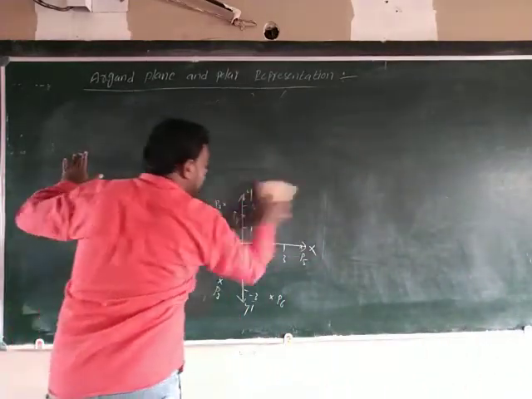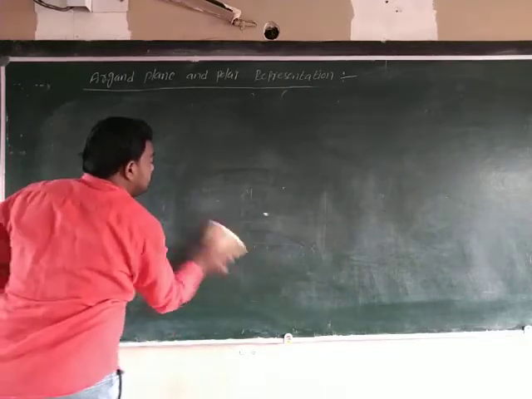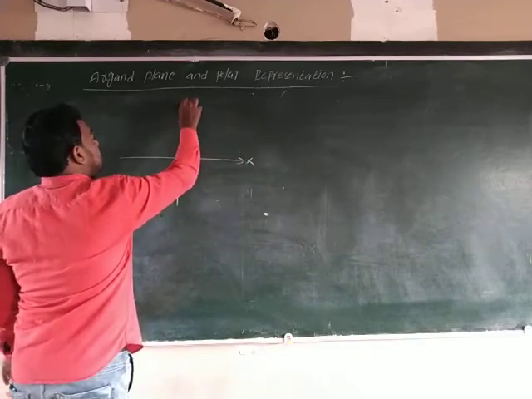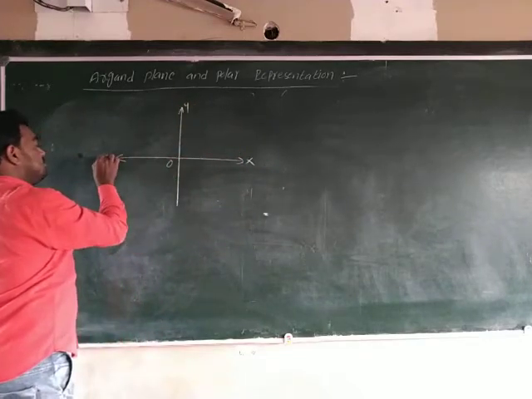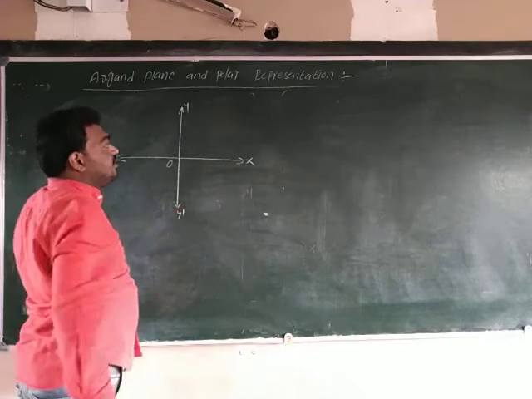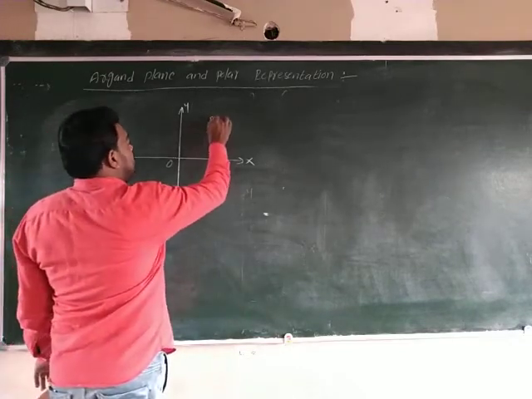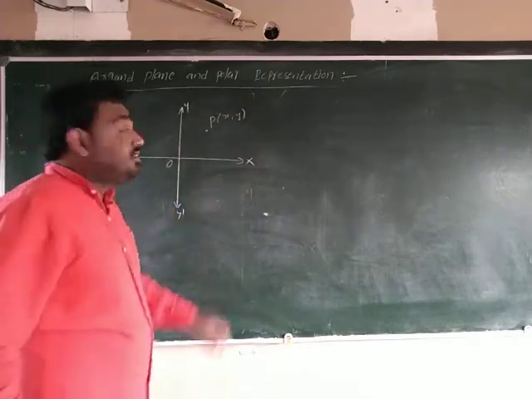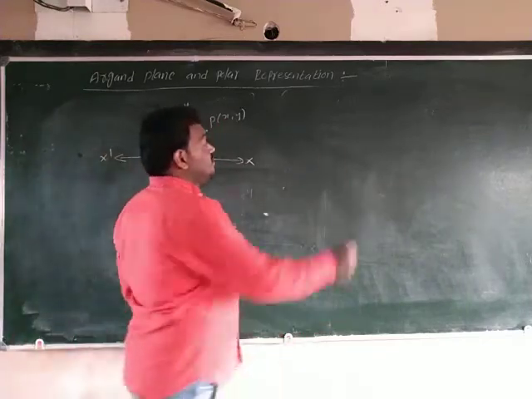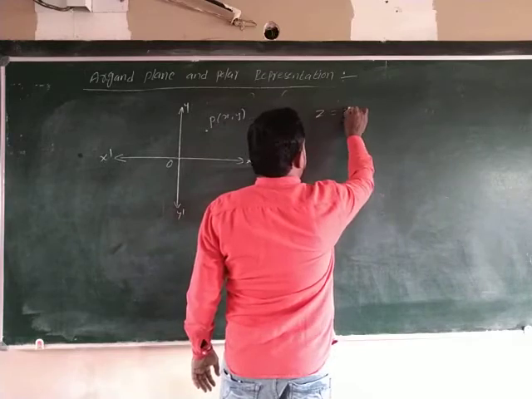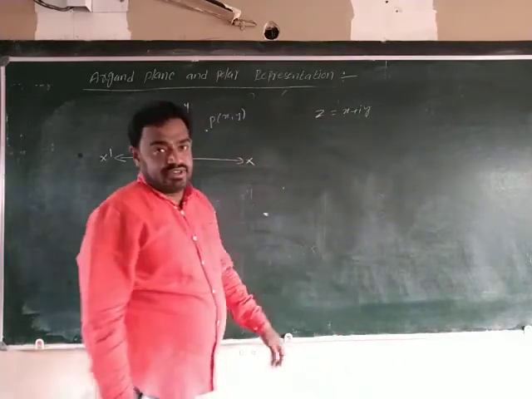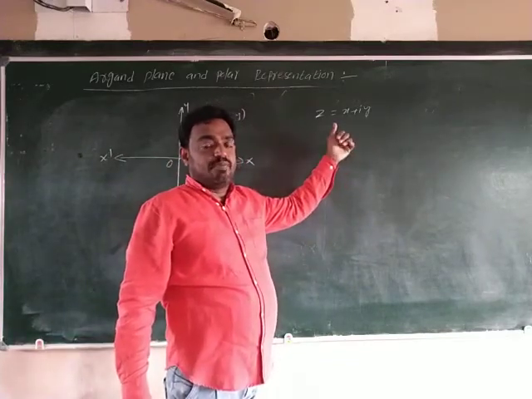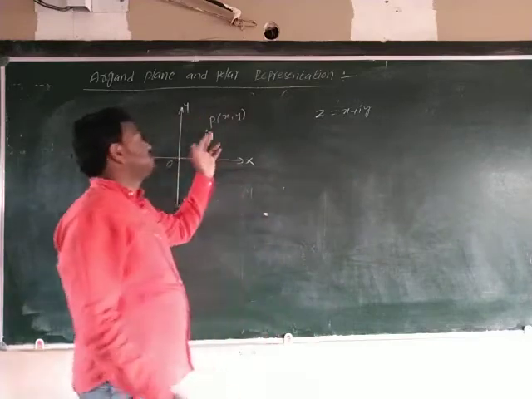Again, you take one Argand plane, with the x-axis and y-axis. So this is one of the points. P is (x, y). P is (x, y) means what is the complex number of this point? That is z is equal to x plus iy, one of the complex numbers. Its point in the Argand plane is (x, y).